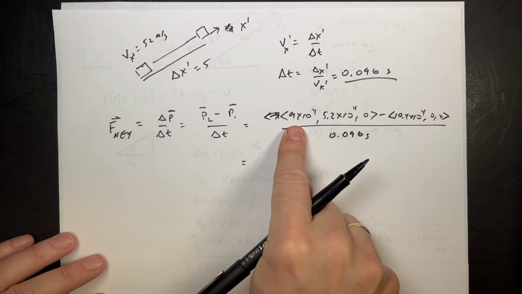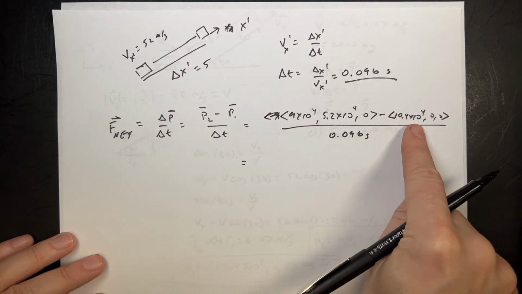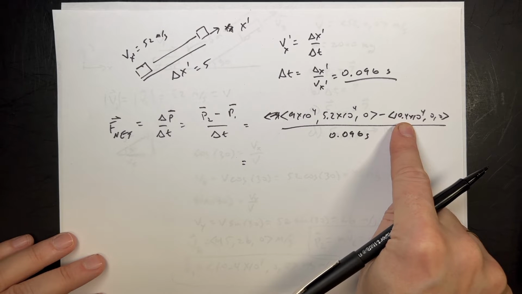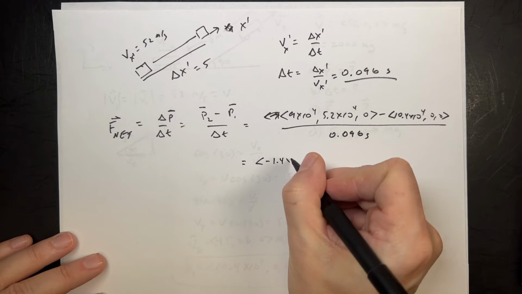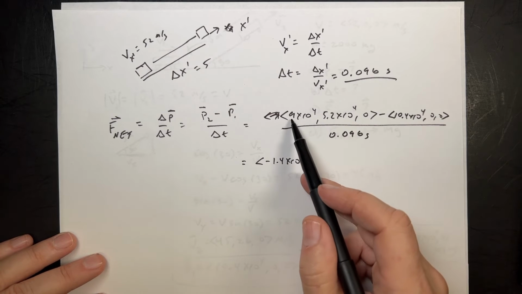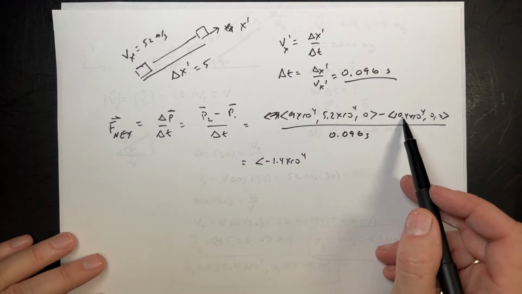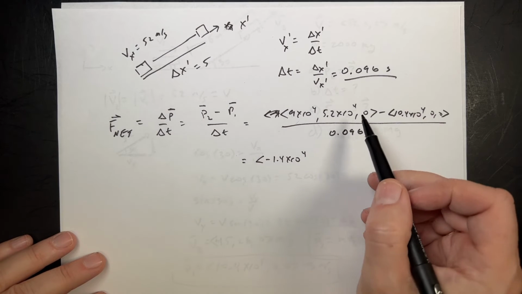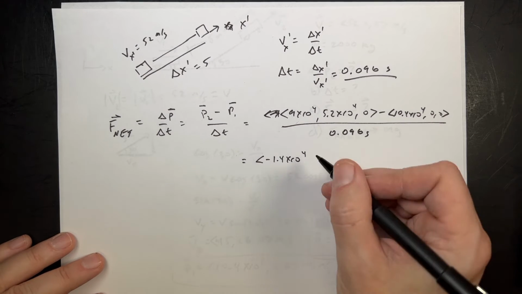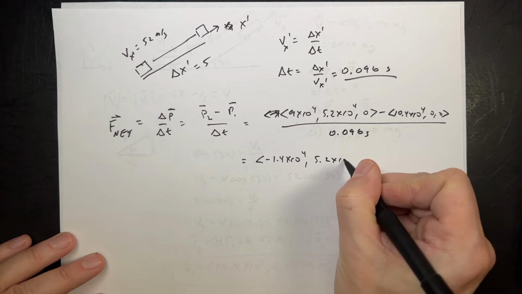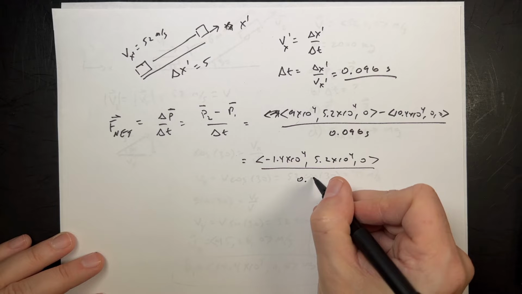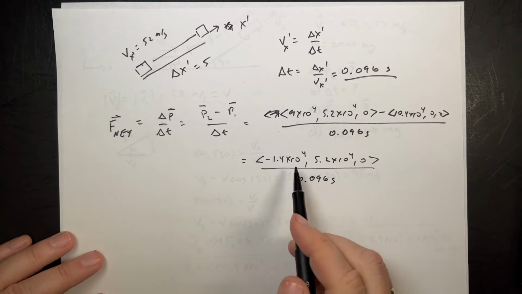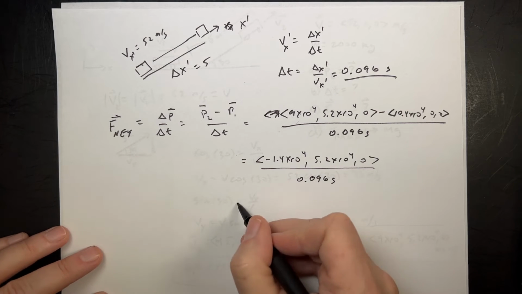So let's do the vector operation first. If I take 9 times 10 to the fourth minus 10.4 times 10 to the fourth, I'm going to get negative 1.4 times 10 to the fourth, right? Because that's 9, 1 more is 10, and then I have the 0.4. You could do it in a calculator, that's fine. And now I'm going to take this minus that, and I just get 5.2 times 10 to the fourth, and then 0 minus 0 is 0. All of that divided by 0.096 seconds.